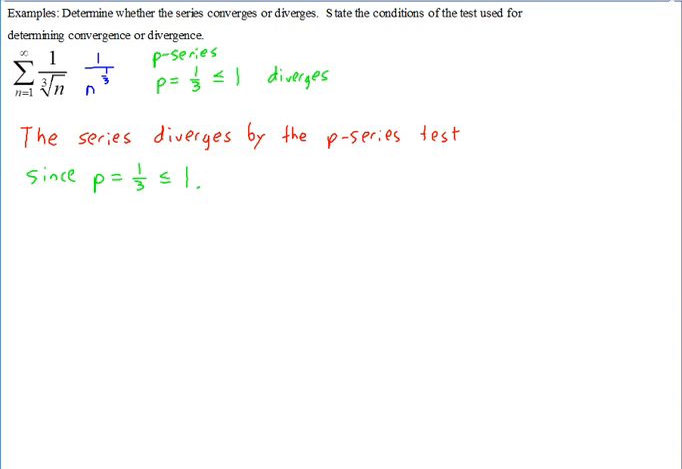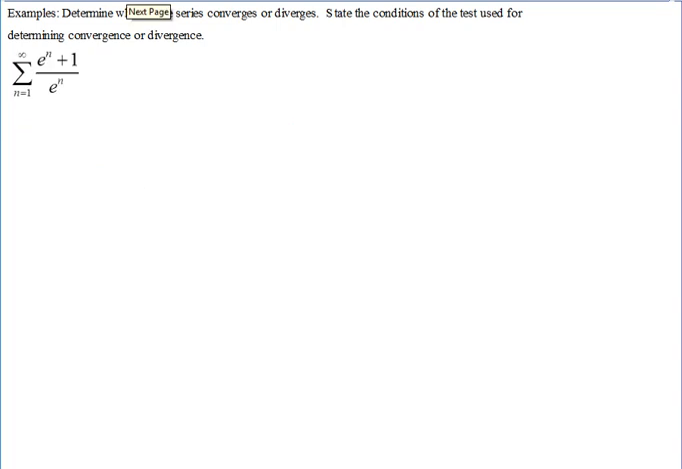All right, let's take a look at the next one here. Next one, we've got e to the n plus 1 over e to the n. So right now this doesn't seem to fit any of them exactly. It's not p-series, not geometric. Doesn't look like one we could integrate that easily. Although, I just realized if you were to split up the fraction, divide them both by e to the n, you could split into two integrals and use the integral test.